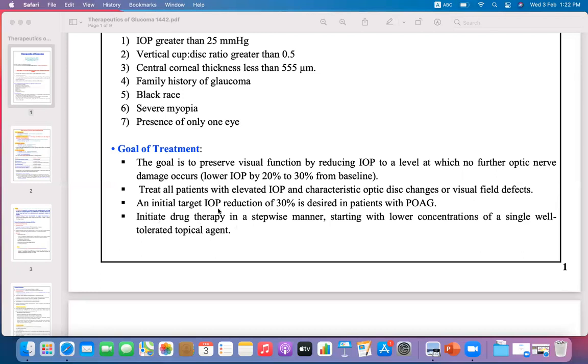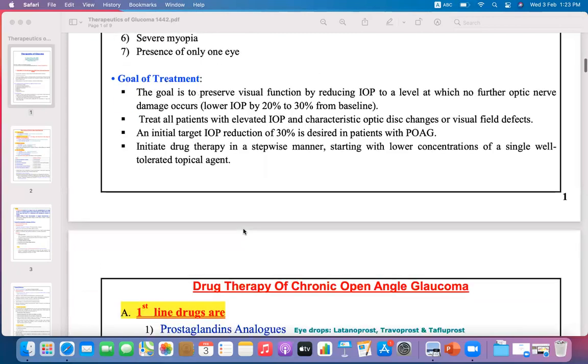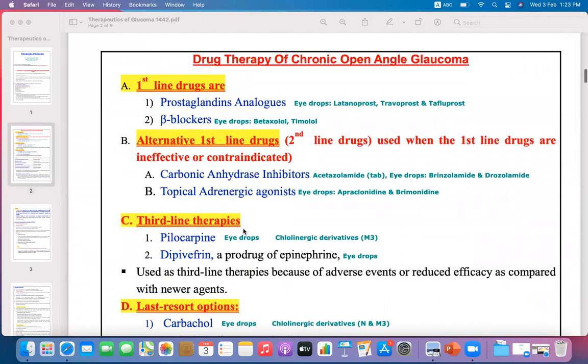An initial target intraocular pressure reduction of 30% is desired in patients with primary open angle glaucoma. And initiate the drug therapy in a stepwise manner, starting with the lower concentration of a single well tolerated topical agent, maybe eye drop or maybe ointment. Now, the drugs are classified into 4 categories: first line, second line, third line, and the last one is fourth line.